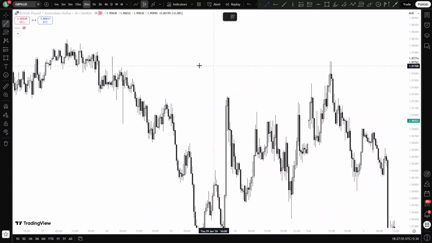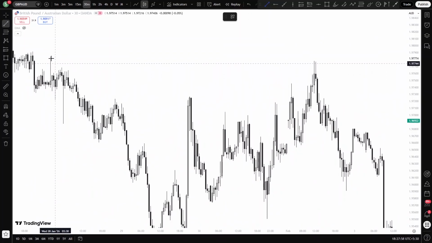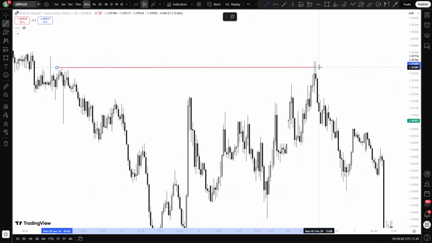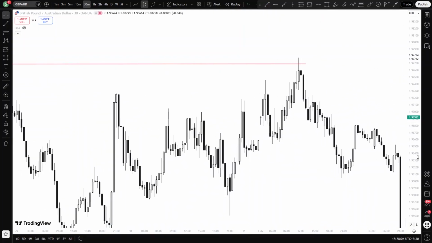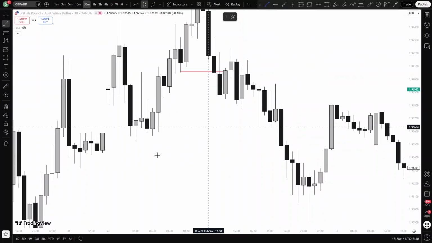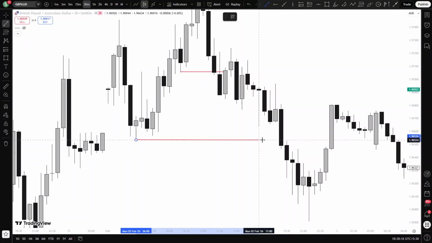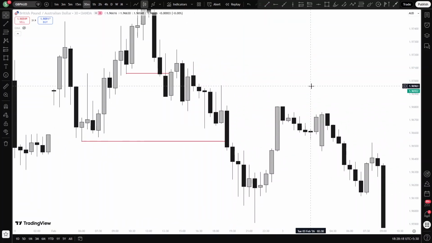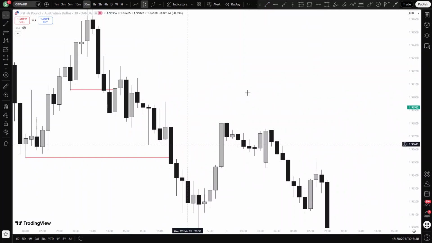Okay, let's just take a quick look at this. The market gave us the liquidity sweep here. After giving us this liquidity sweep, what did the market do? It gave us the breakout here. After giving us the breakout here, we have also seen another breakout here. So what do we have here? Here we have the fair value gap.